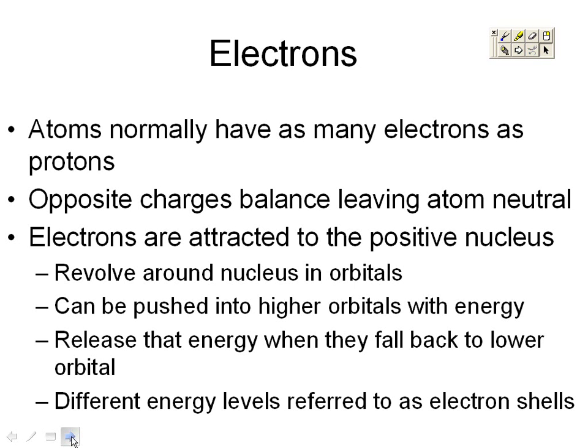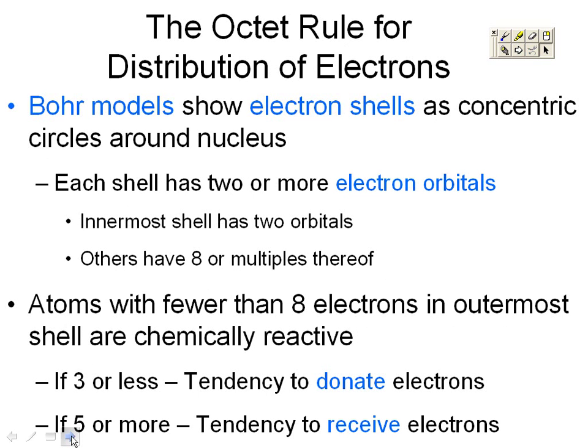We can depict these using something called a Bohr model, named after Niels Bohr. If you'll look on the bottom of page 23 in your text, you'll see some examples of common Bohr models. Bohr models use this electron shell theory, which is a concentric circle around the nucleus, and there is a set rule for how many electrons can go in each. It's referred to as the octet rule. Octet refers to the number 8.